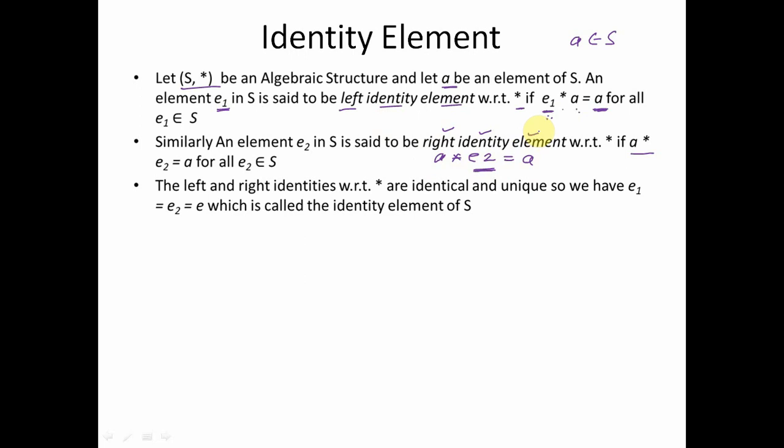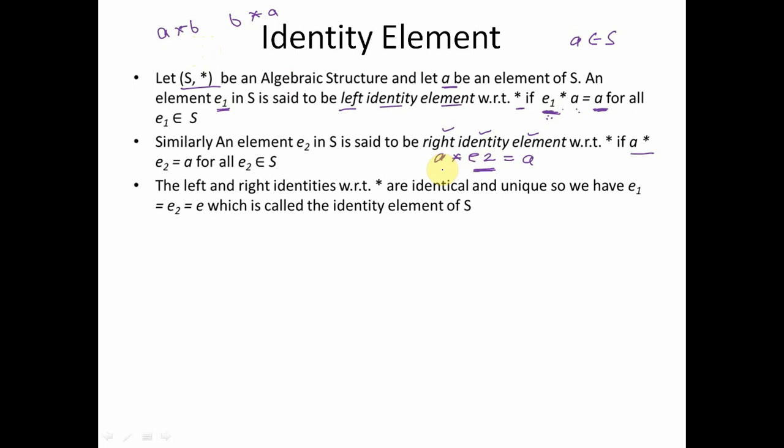Why are we having two different identity elements? Because, once again, let me repeat, it is not necessary that the algebraic structure we are talking about is commutative. So A star B may or may not be equal to B star A. So the left identity may or may not be equal to the right identity. In fact, when we talk about identity elements, left and right identity elements are always equal. Even if the algebraic structure is commutative or not, the identity elements are always equal.